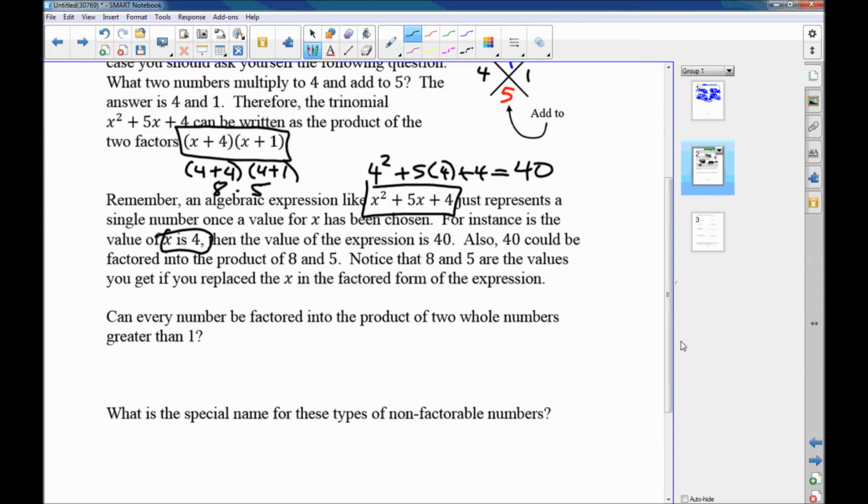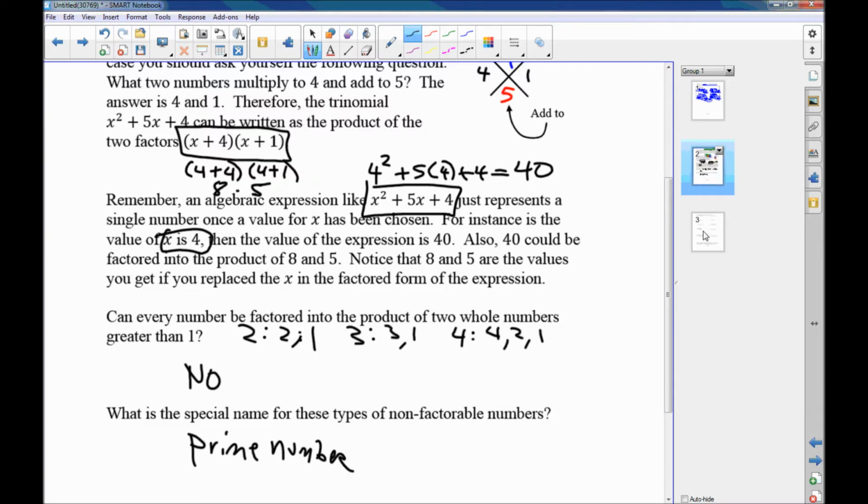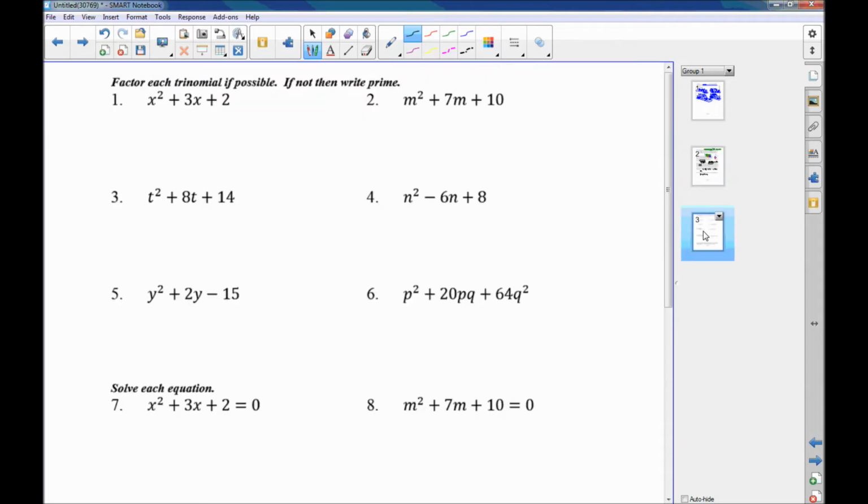Can every number be factored into a product of two whole numbers greater than 1? Like 2, for instance. 2 has the factors of 2 and 1, so no, that doesn't work. 3 has the factors of 3 and 1. That doesn't work. Those are the only factors for 3. 4 is the first one that does work for us. 4 has the factors of 4, 2, and 1, so we could do 2 times 2. So this answer is no. The ones that don't have it, their special name is prime numbers. You learned about prime numbers in grade school. Those are the ones that have only two factors, one and themselves.